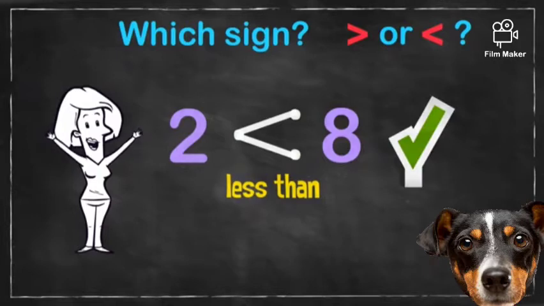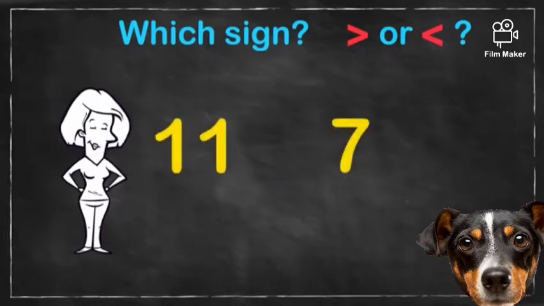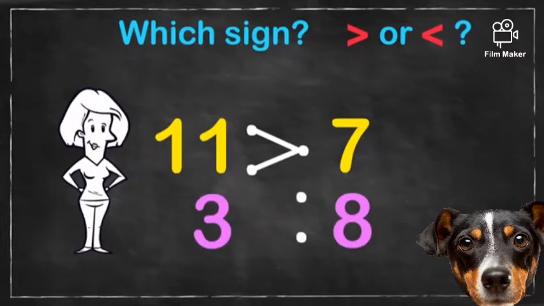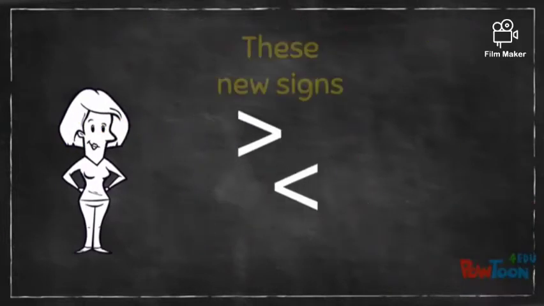Very good. Good job. Now, 11 and 7. Which sign will come? Very good. You have put 2 dots. I think you are using dots to make 2 slanting lines. 11 is greater than 7. Good job. Now 3 and 8. Yes, you all are very intelligent. 3 is less than 8.